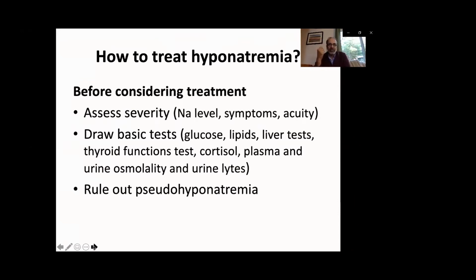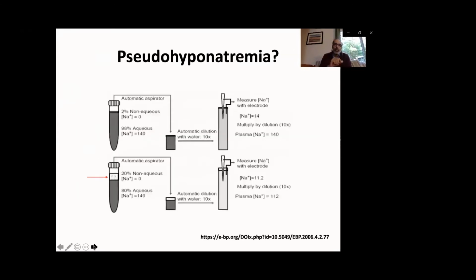And at the same time, you have to draw some basic tests. These include glucose, lipids, liver tests, thyroid function tests, cortisol, plasma and urine osmolality, and urine lytes. And you have to rule out pseudohyponatremia. It's uncommon, but it does happen.